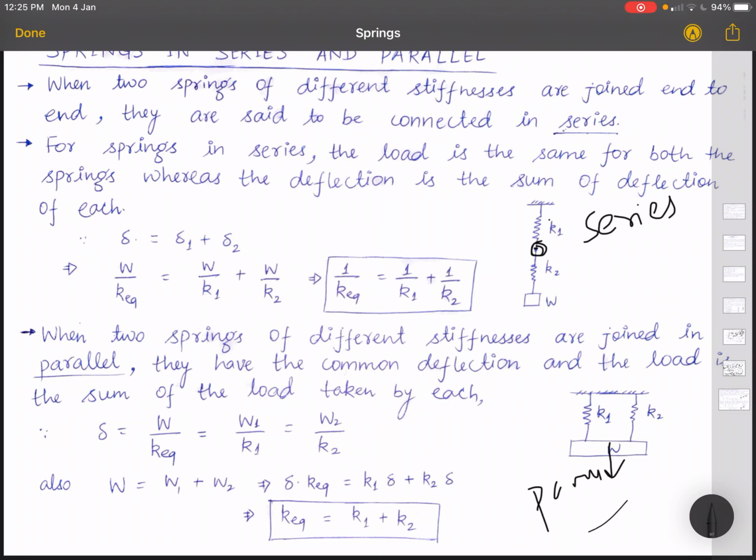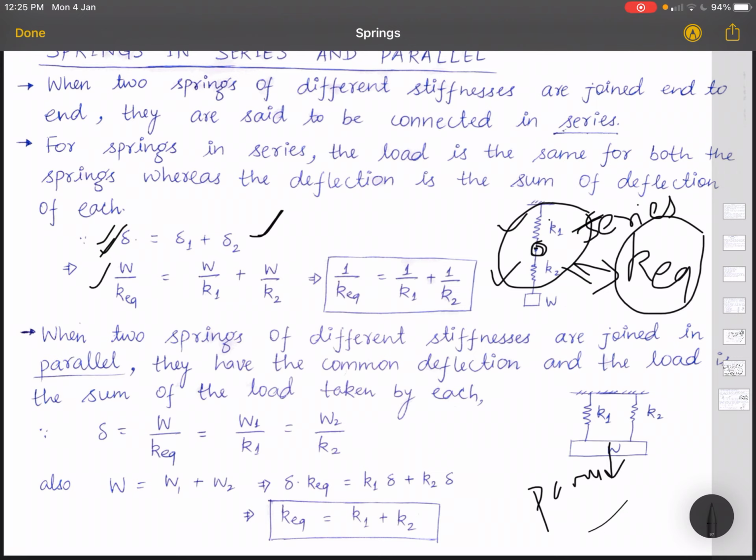So if the springs are in series, what is going to happen? Total deflection will be the deflection due to spring 1 added to the deflection due to spring 2. So this is the principle of superposition. Now for the total load, delta will be how much? W by K equivalent. If we want to replace these two springs with a single spring of stiffness K equivalent, we want to calculate the value of this K equivalent. The load W will be the same for both springs. So W by K1 plus W by K2.